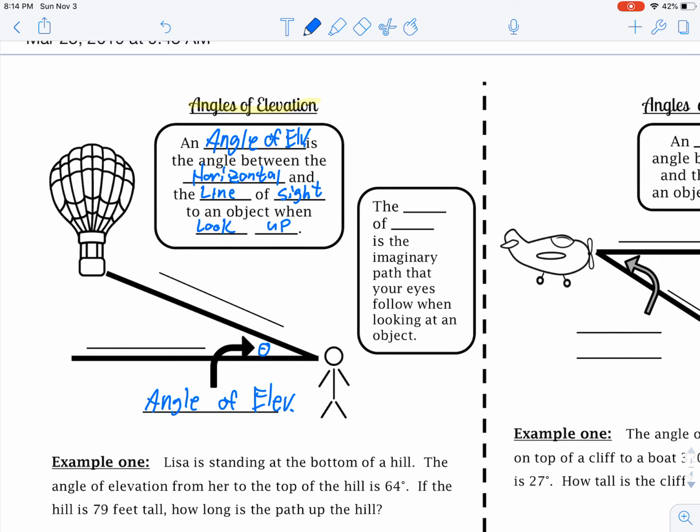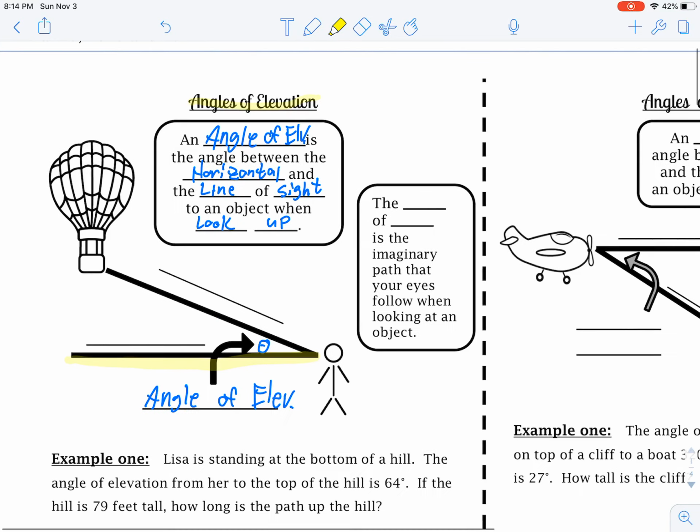All right, then the next vocabulary word is our horizontal that they talk about. Well, that's talking about the line that's horizontal, this guy right here that I'm highlighting. All right, so we're going to label that horizontal. And the last thing says line of sight. So see our little dude over there? He's looking up at that hot air balloon.